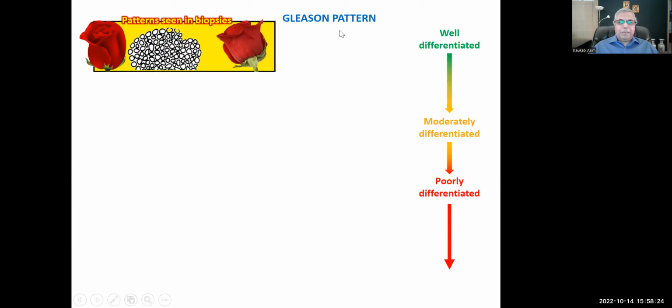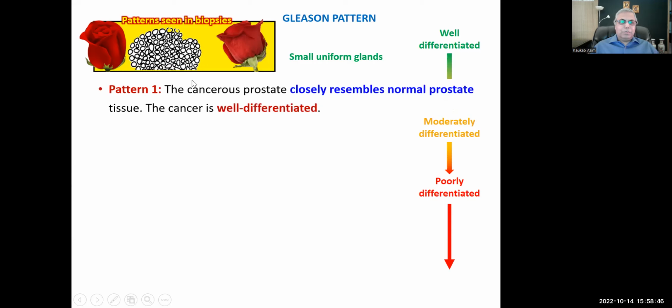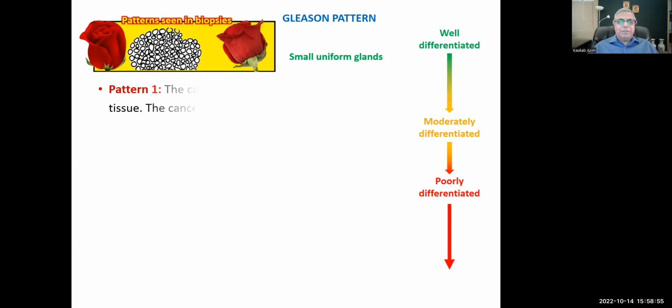Here I'll show you the Gleason pattern, and this is what you see in the biopsies. So you have got 12 cores, and you're looking at each core one by one. You have stained them, you've prepared your slides. Here what you see are cells which are like small uniform glands. Not too bad. They're not as good as the normal prostate glands, but you're not worried. You assign it a score of 1. So pattern number 1 is where the cancerous prostate closely resembles normal prostatic tissue. The cancer is well differentiated.